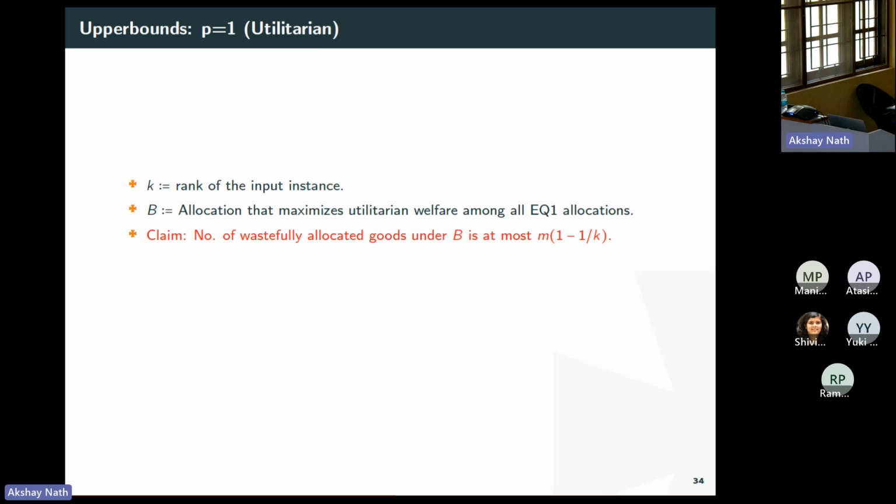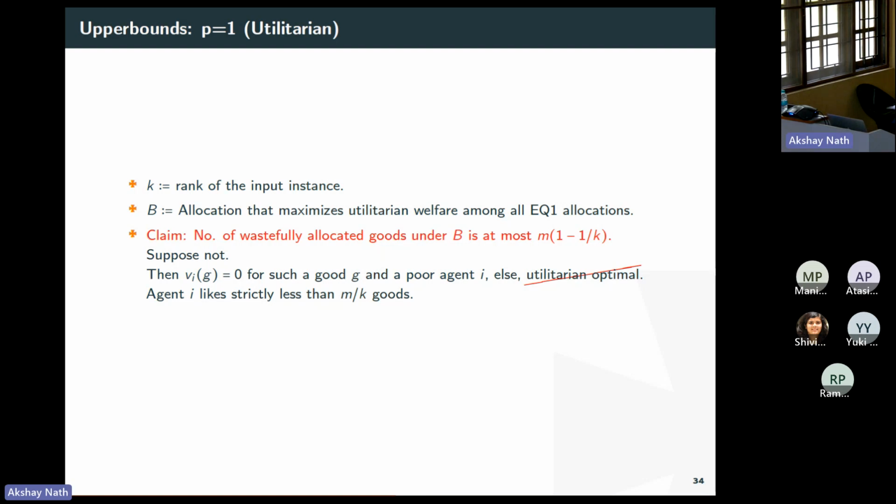Let me just clarify this statement also. Why do we say that this claim is true? Suppose this is not true. Then there will exist an agent I which will value... So consider a good which is wastefully allocated. A poor agent who has a utility of 1 less in the equivalent allocation cannot value this good. Why? Because if he does, then that good can be allocated to that poor agent, increasing the utilitarian welfare. But you started off with an allocation that maximizes that welfare. So that is not possible. So every poor agent values a wastefully allocated good at 0.